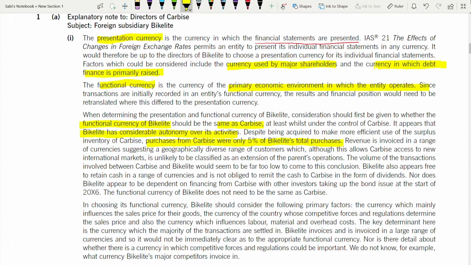So revenue is invoiced in a range of currencies. Revenue, yes, they have clearly told is an equal portion of yen, dinar, and what is the other one?